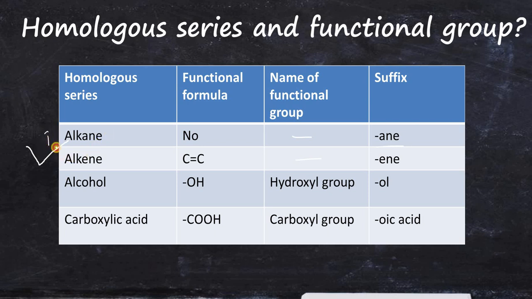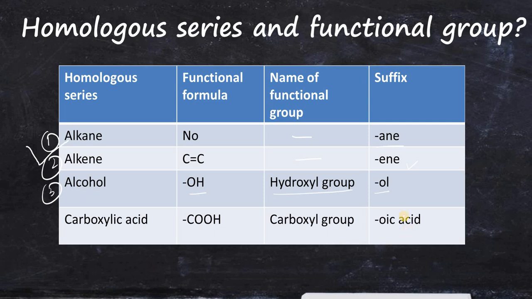The next homologous series in your textbook is alkene, which has a carbon-carbon double bond. Whenever a carbon-carbon double bond is present, that is called an alkene, and the suffix we use is "ene." Alcohol is the third, which is represented by OH, called the hydroxyl group, and we write it with "ol." Alcohol, ethanol, propanol. Carboxylic acid has the formula COOH, called the carboxyl group, and the suffix we use is "oic acid."